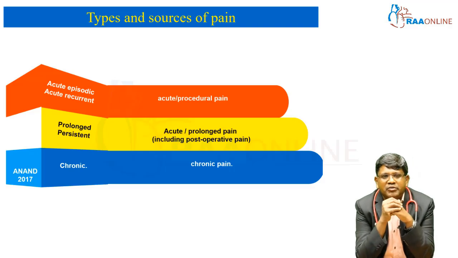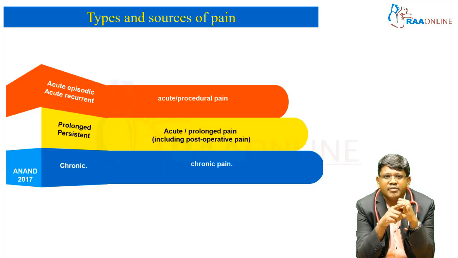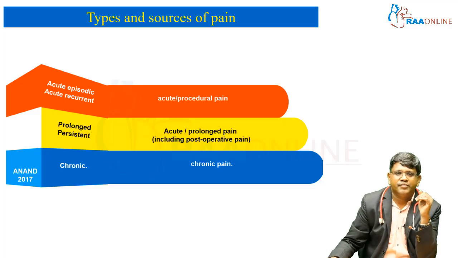So Ranline et al. very beautifully classified the types and source of pain into 3 types: acute procedural pain, that is acute episodic and acute recurrent; acute prolonged pain including postoperative pain, that is prolonged and persistent; and chronic pain, that is most common.